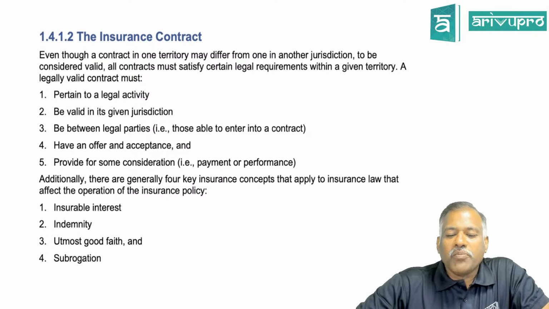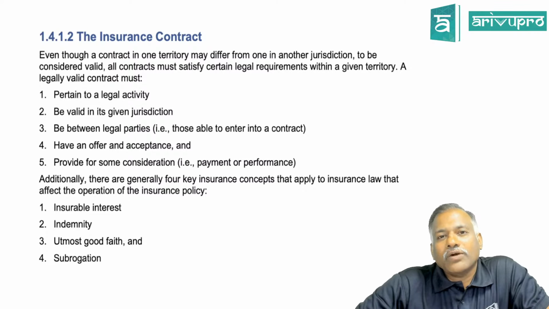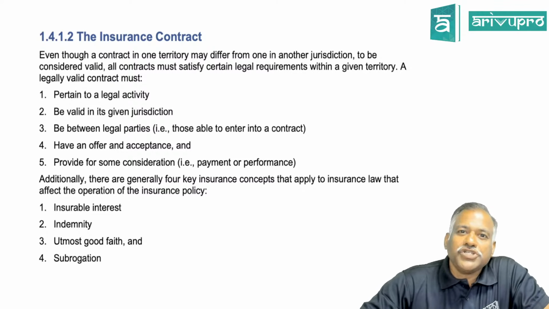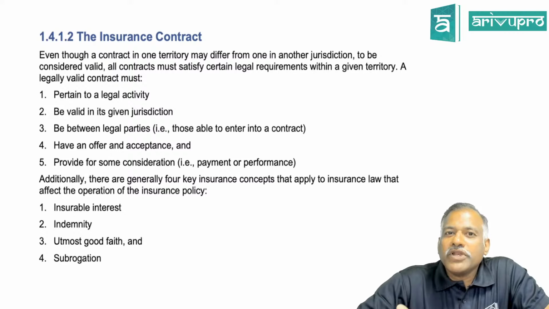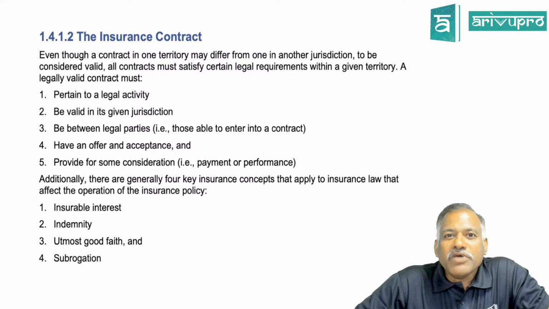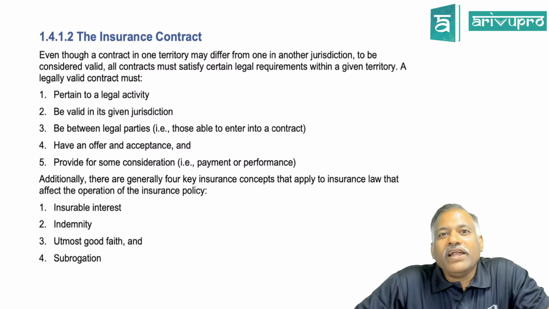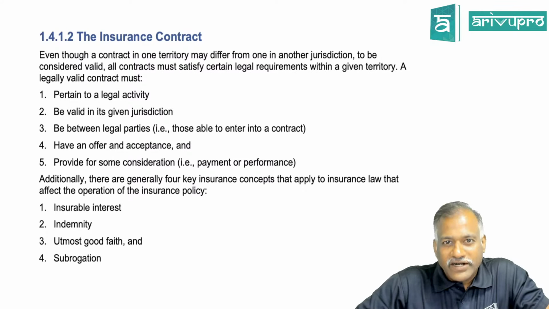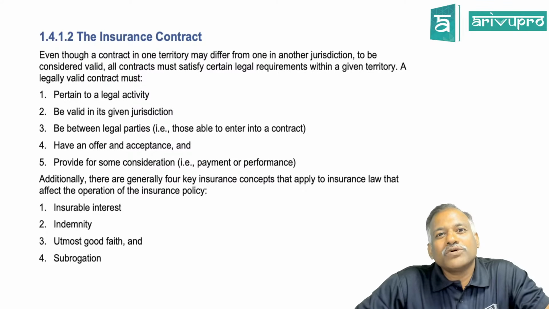It should be between legal parties. Now, who are the two parties in the contract? One is the insurance company and the other is the insured. The insurance company should be a legal party. How does an insurance company become a legal party? When it has a valid license to operate. The license for insurance in India is given by the regulator called IRDA, Insurance Regulatory and Development Authority. When anybody wants to offer insurance services and products in the Indian market, they need to apply to IRDA and get the license.